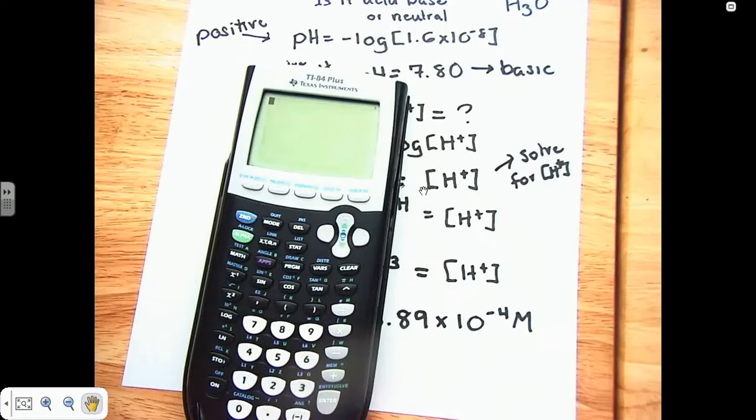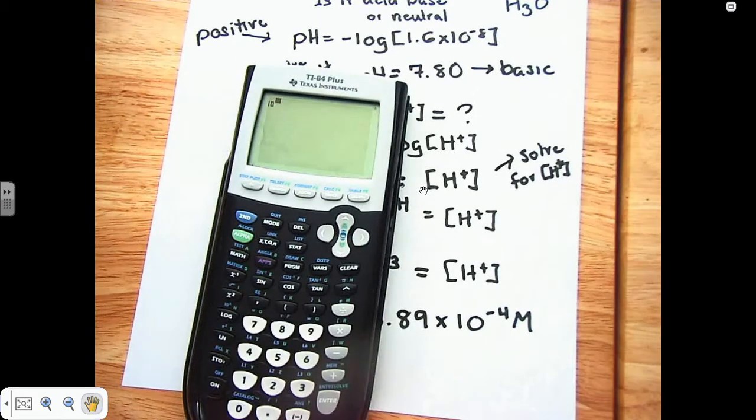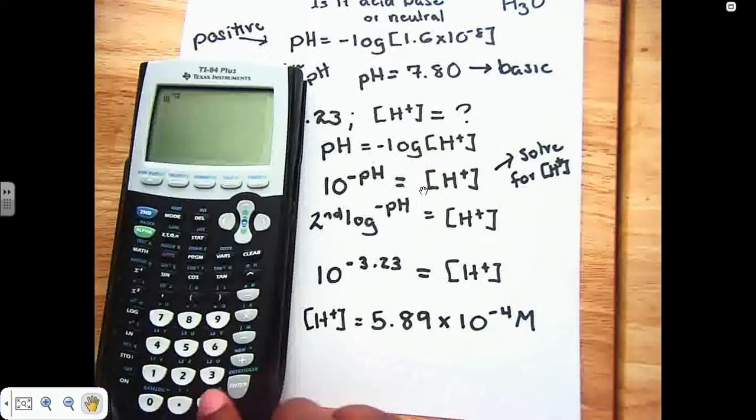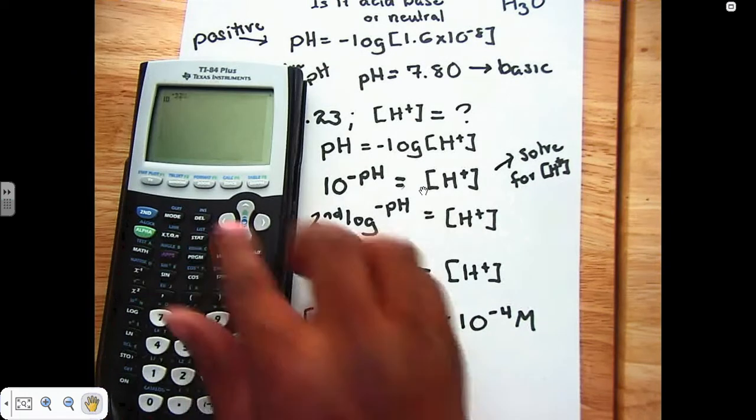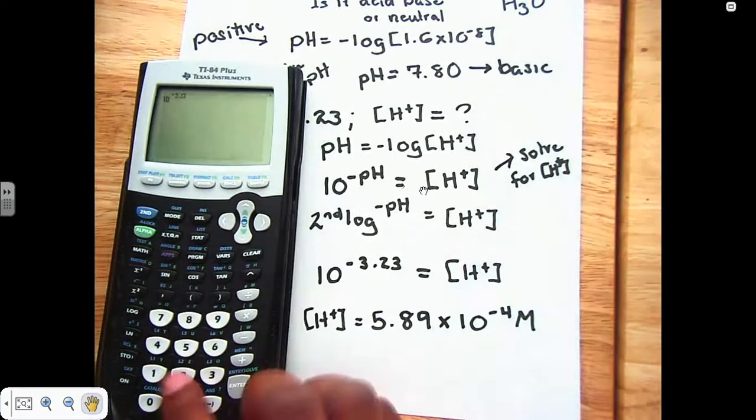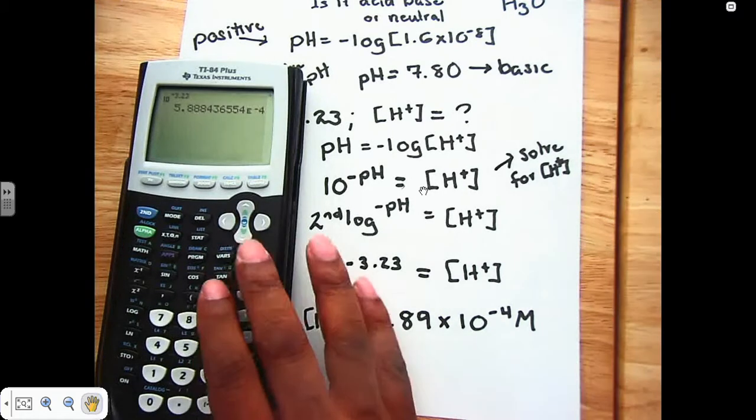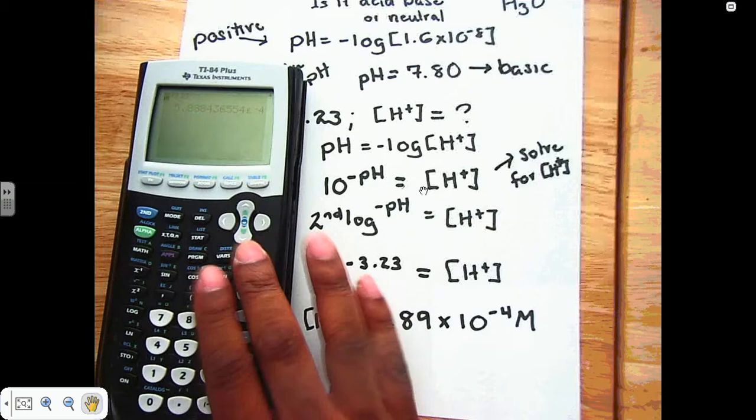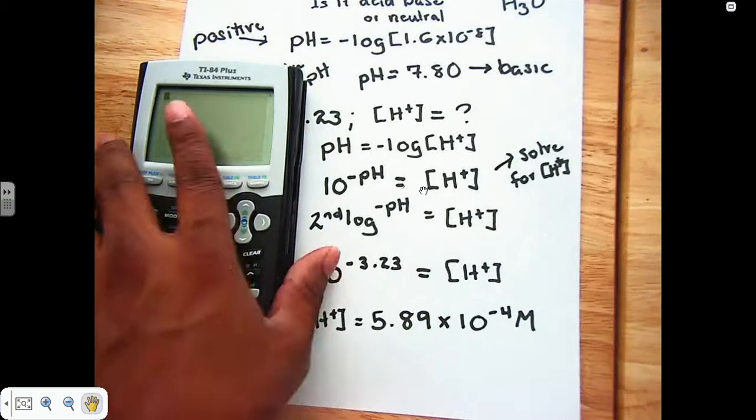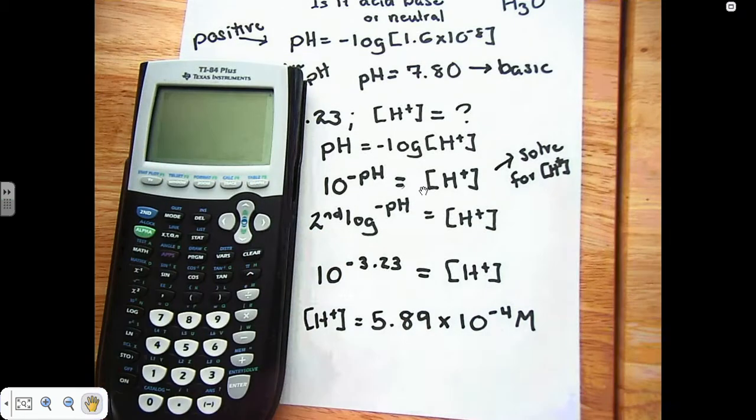Another way you could do it is if you did second log, it gives you the same kind of scenario, and then you type in your negative 3.23, and you're getting the same answer. So it's up to you which buttons you press on your calculator. I think a lot of people like just doing 10 and raising it to that value because second log really means the same thing in this particular case. So that's how we go about solving those problems when we have pH.